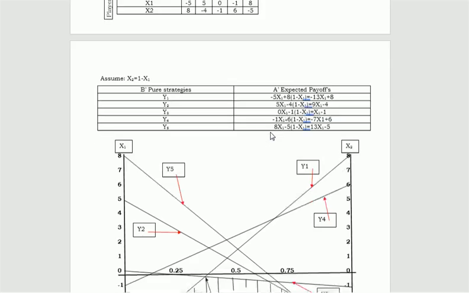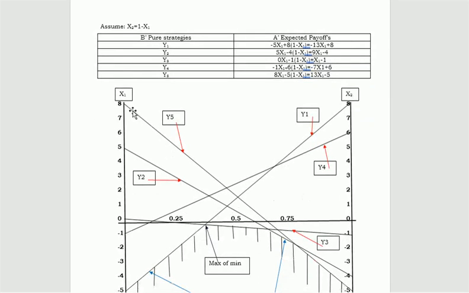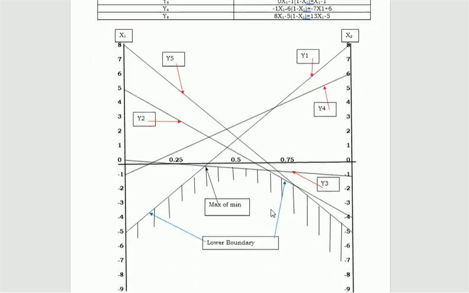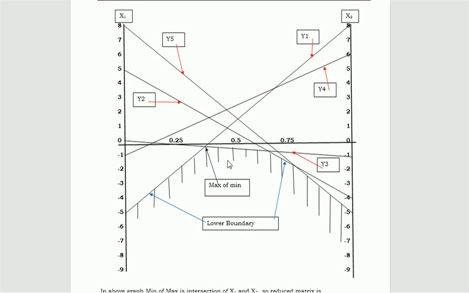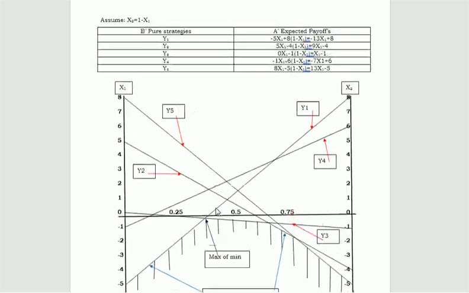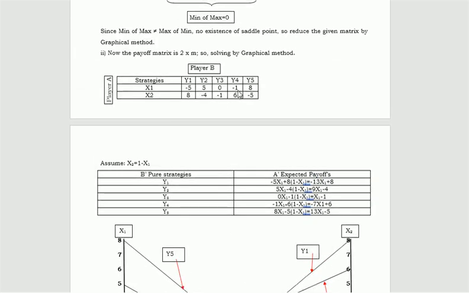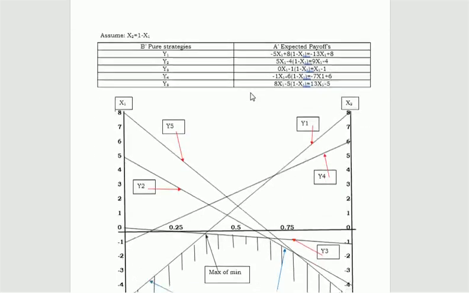y5, 8 and minus 5, this is y5. This is how to draw each linear line for y1, y2, y3, y4 and y5.